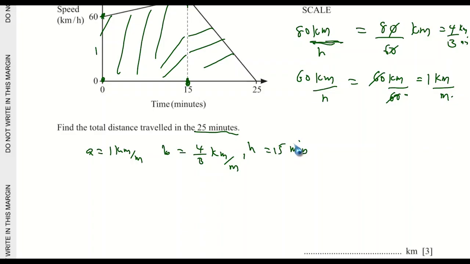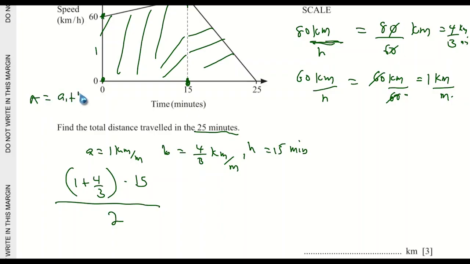So everything has to be in minutes. So the area now equals 1 plus 4/3, that's the addition of the two parallel sides, multiplied by 15, that's the height, divide 2. That is the area of a trapezium. Remember, area of a trapezium equals the addition of the two parallel sides, A plus B, multiplied by the perpendicular height, divide 2. So that's what I used there.